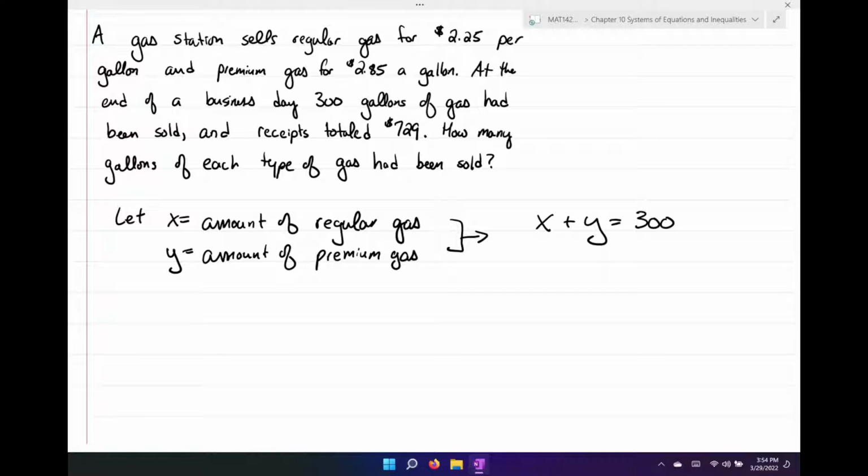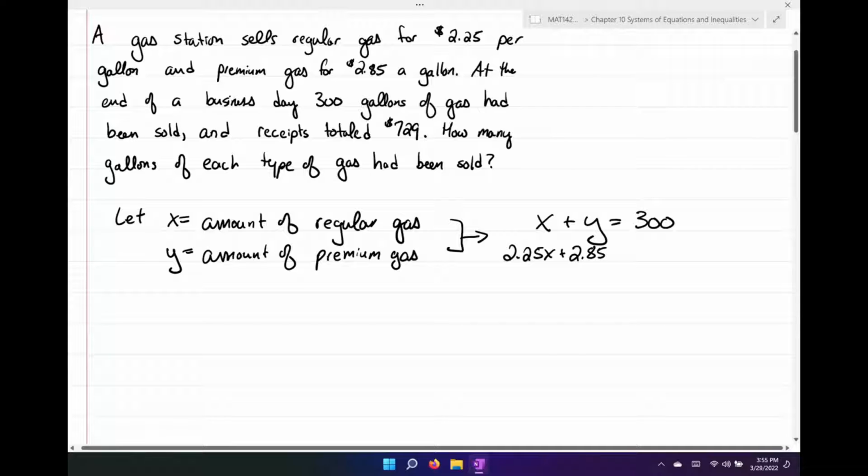But now we need another equation to figure out how much of each we had. And that's where the percentage, or in this case, the dollar amount equation, kicks in. We know that regular gas is $2.25 a gallon, so that's going to be 2.25 times x, plus premium gas is going to be $2.85 times y. And that has to equal 729 total dollars. So here's our system right here.